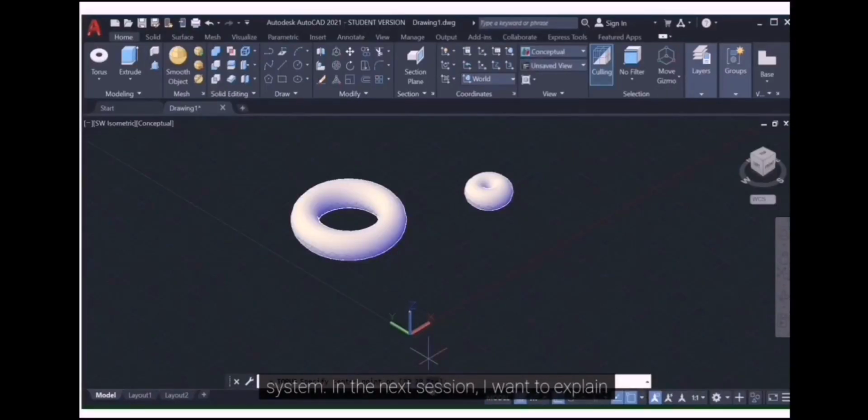In the next session, I want to explain the extrude and loft commands.